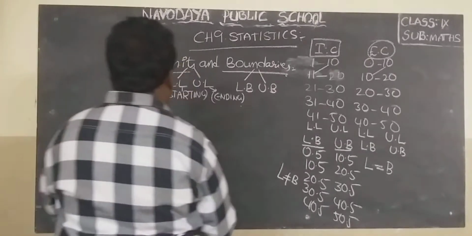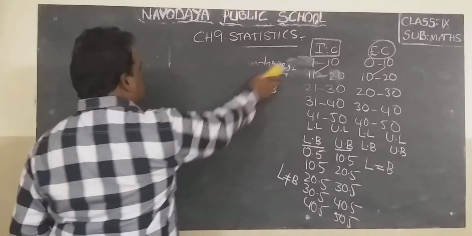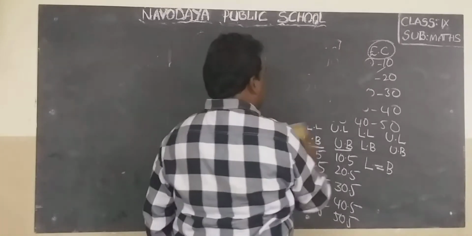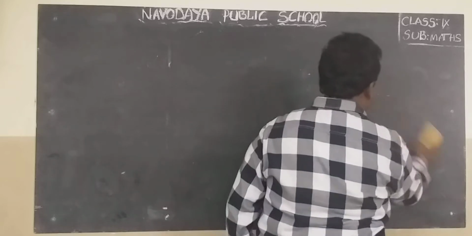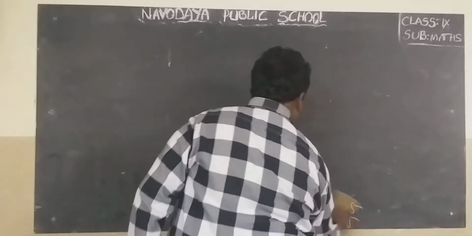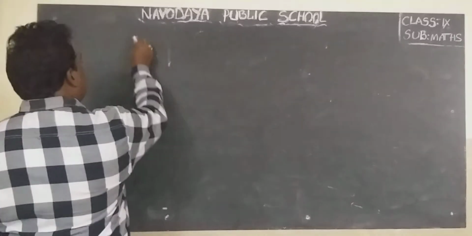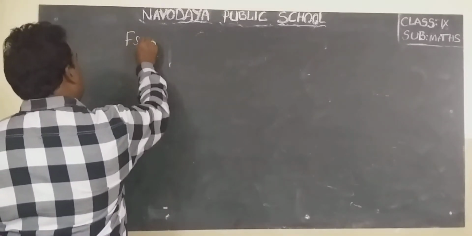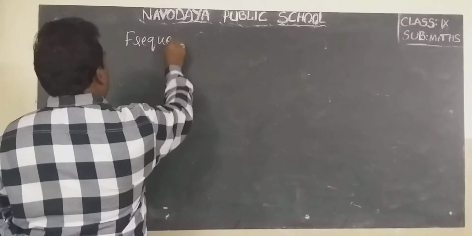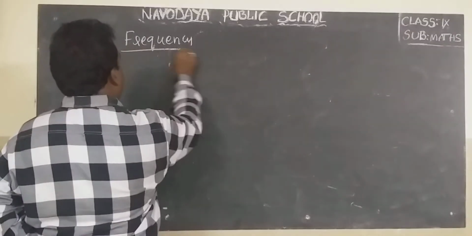Then, next definition. So, this is the topic completed yesterday. Limits and boundaries completed. Then, today, first topic is frequency. What is frequency?